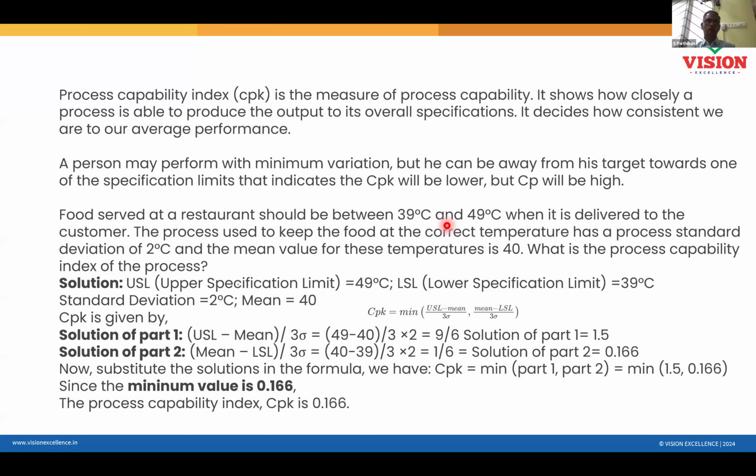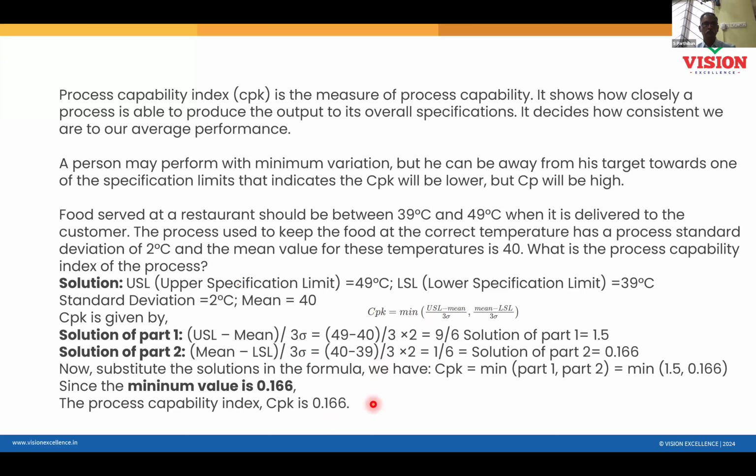But in reality, when I actually collect the data, I understand the food temperature is 40 degrees Celsius in the restaurant with a standard deviation of 2. Now you have to judge whether the process is capable or not, whether the hotel is meeting the customer requirements or not. So see here, they are calculating the Cpk values. And what is the Cpk here? 0.166. So what do you understand out of it?